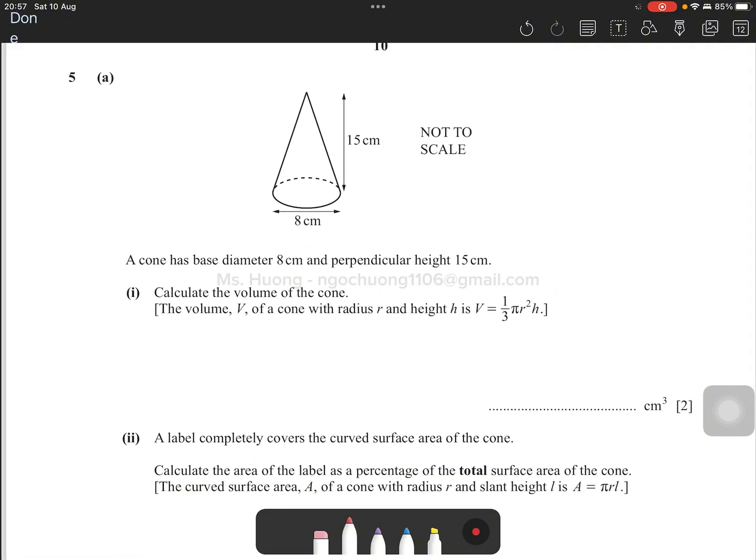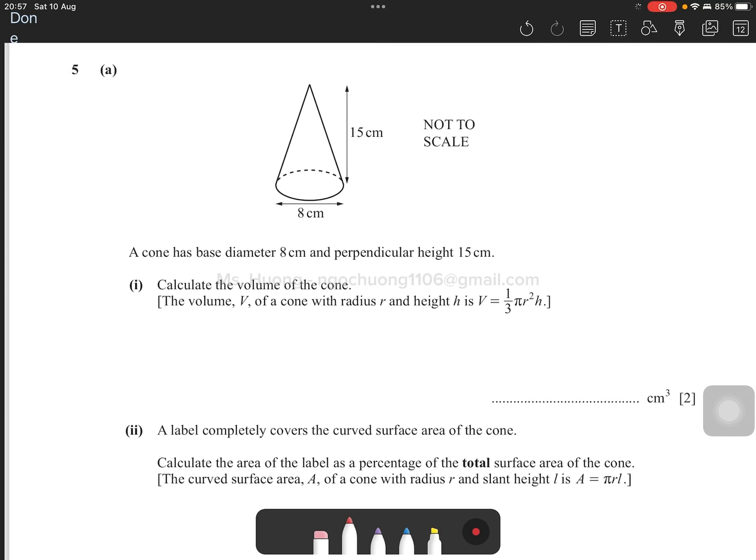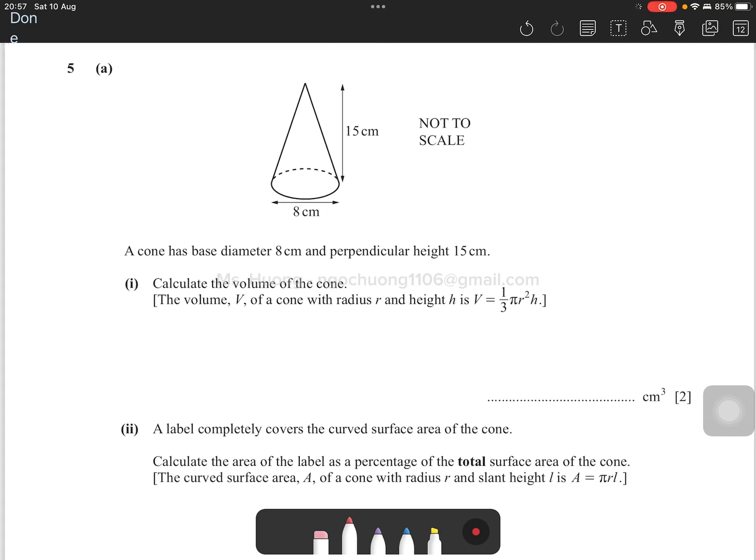Question 5. A. A cone has base diameter 8 centimeters. From this we can find the radius. The radius is half of 8, which is 4 centimeters. And the perpendicular height is 15 centimeters. This one is the perpendicular height, 15 centimeters, and the radius is 4 centimeters. The first question, calculate the volume of the cone.